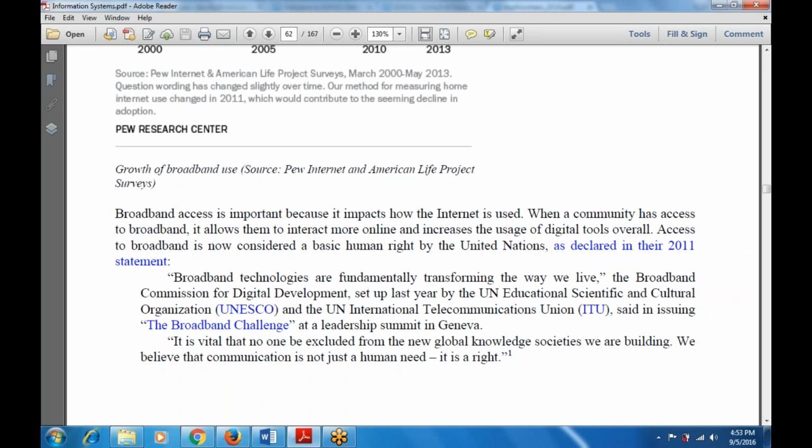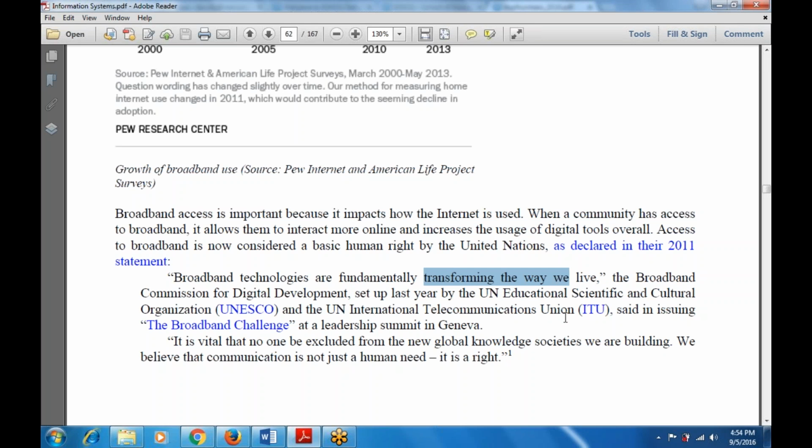Access to broadband is now considered a human right by the United Nations, and these are fundamentally transforming the way we live. Broadband connections are commissioned for digital development by UNESCO, the UN Educational, Scientific and Cultural Organization, which comes under the ITU, that issued the broadband challenge at a leadership summit in Geneva.